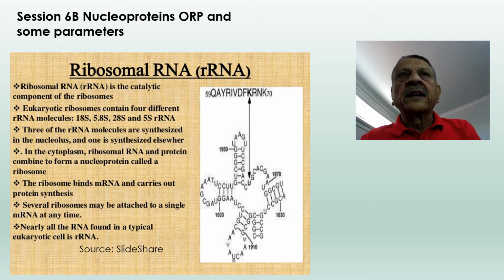In the cytoplasm, the ribosomal RNA and the protein combine to form the nucleoprotein, which is called the ribosome. Now, the ribosome itself is part of your protein machinery. So the messenger RNA takes a ribosome and combines with it and synthesizes the protein, the specific protein with the specific sequence of amino acids. You can find very many ribosomes attached to a single mRNA, because the ribosomes are actually carriers of the mRNA. Nearly all the RNA found in the typical cell, that is a human cell, is ribosomal RNA.